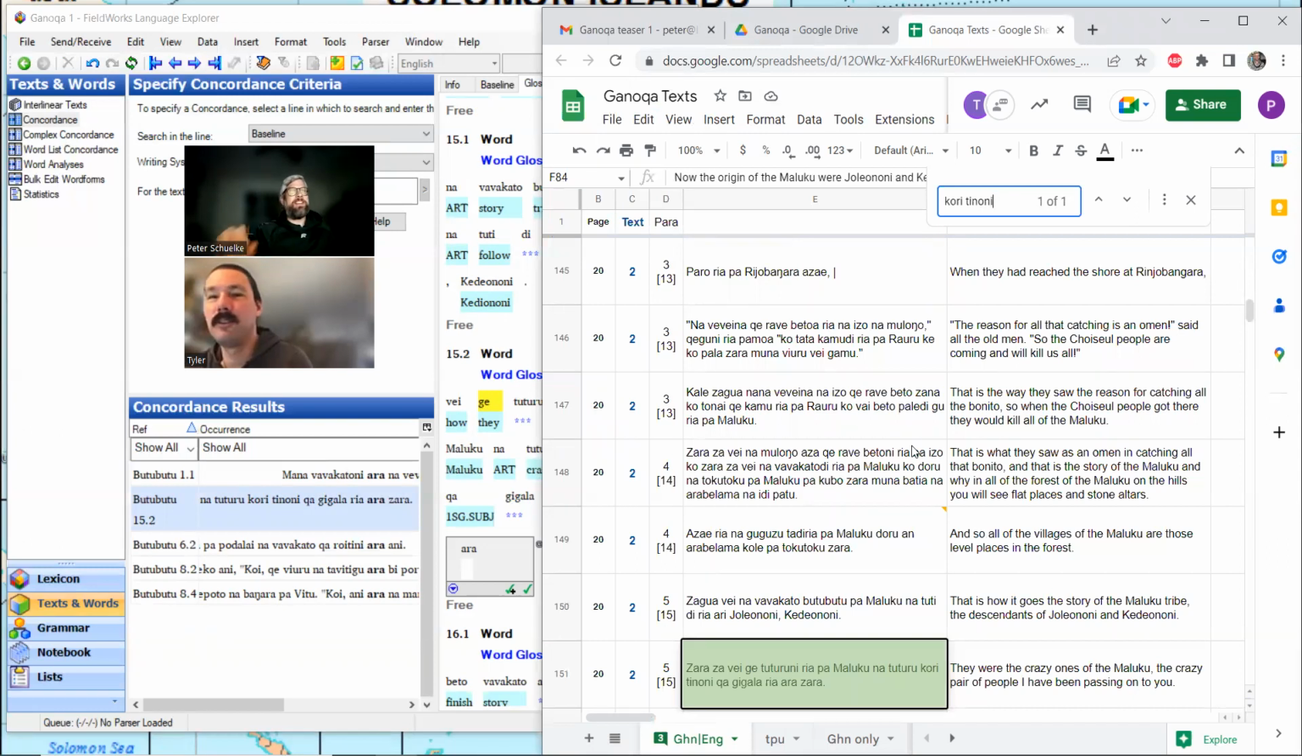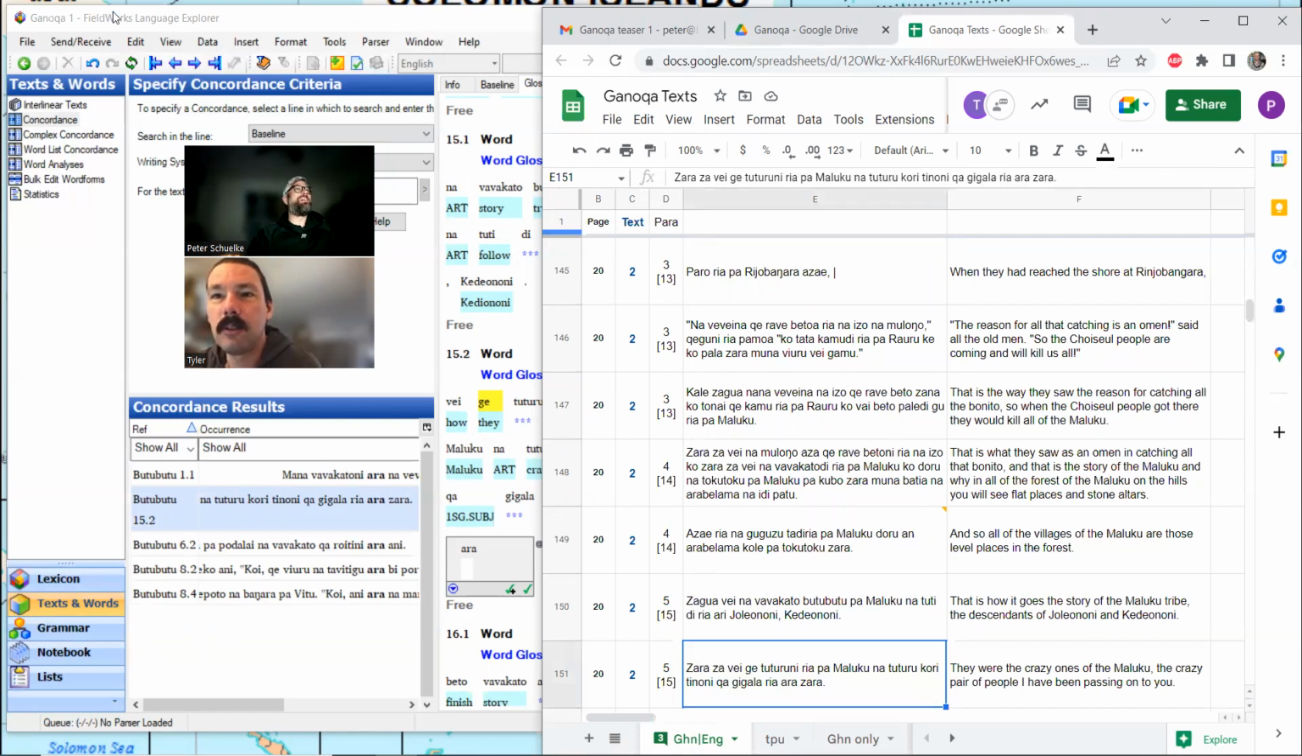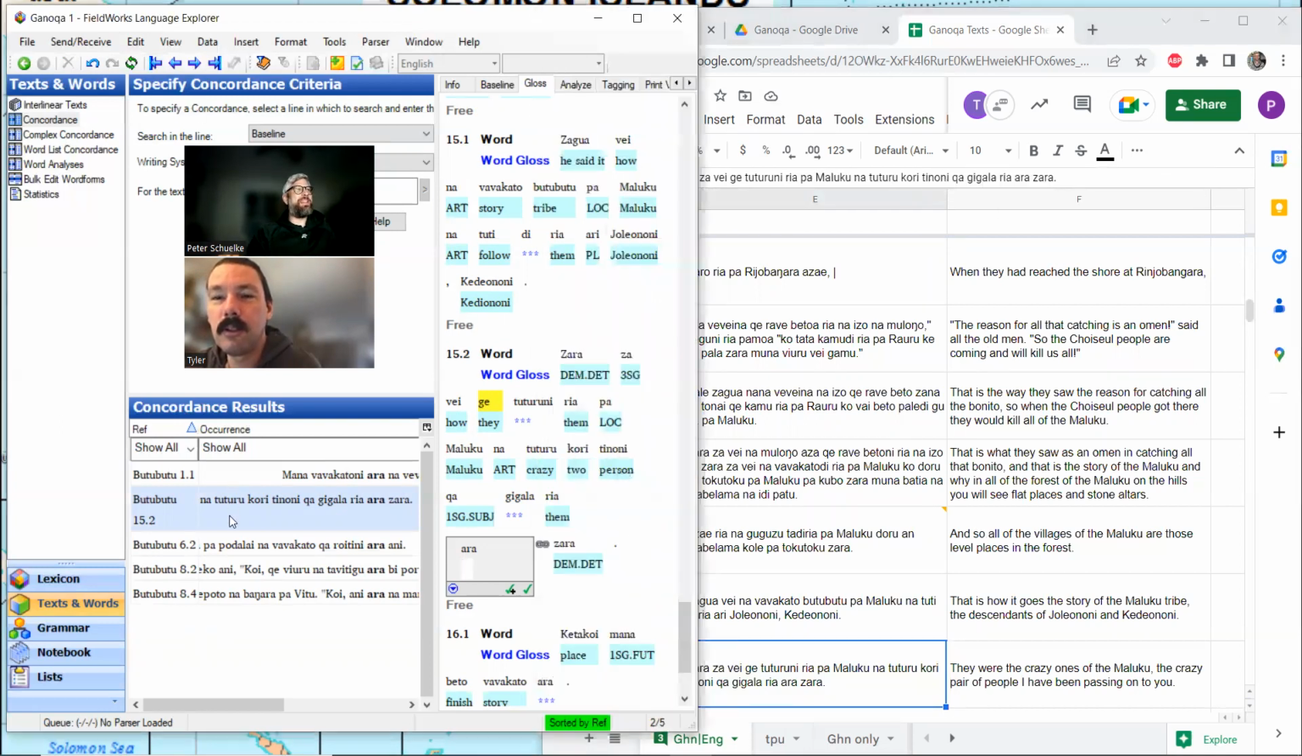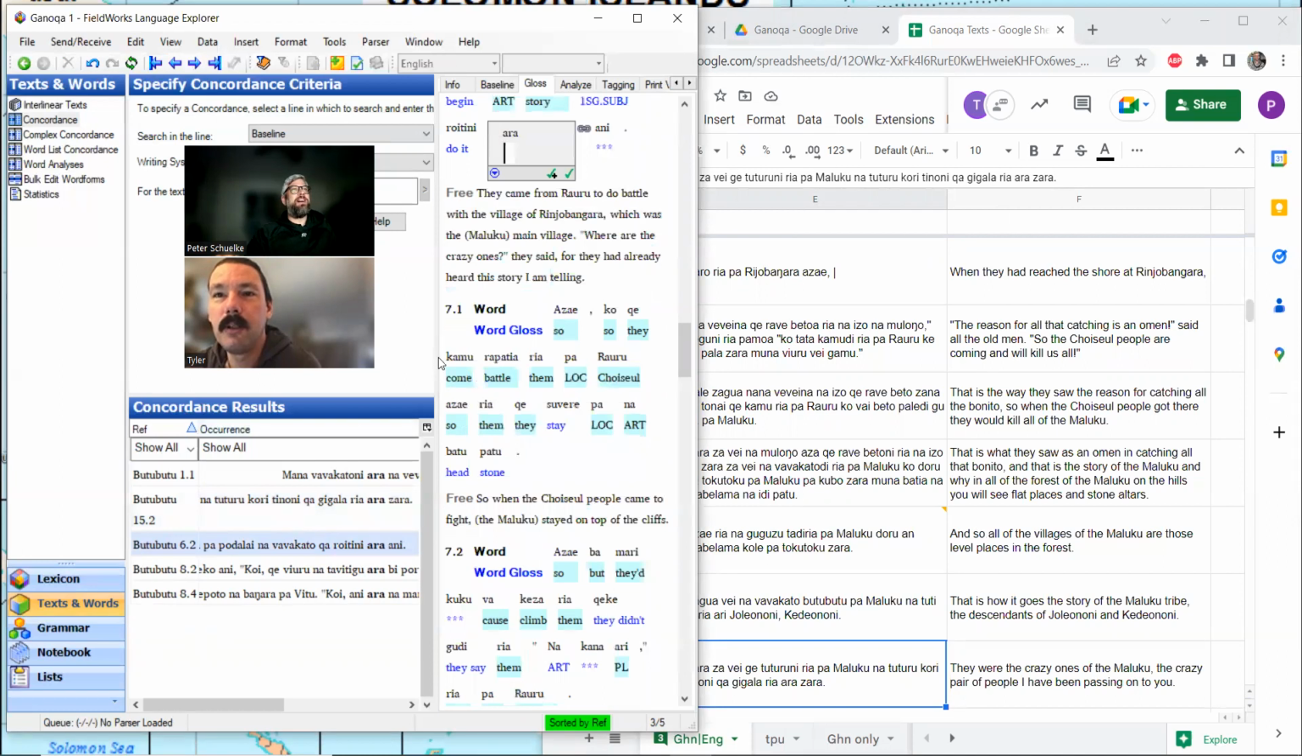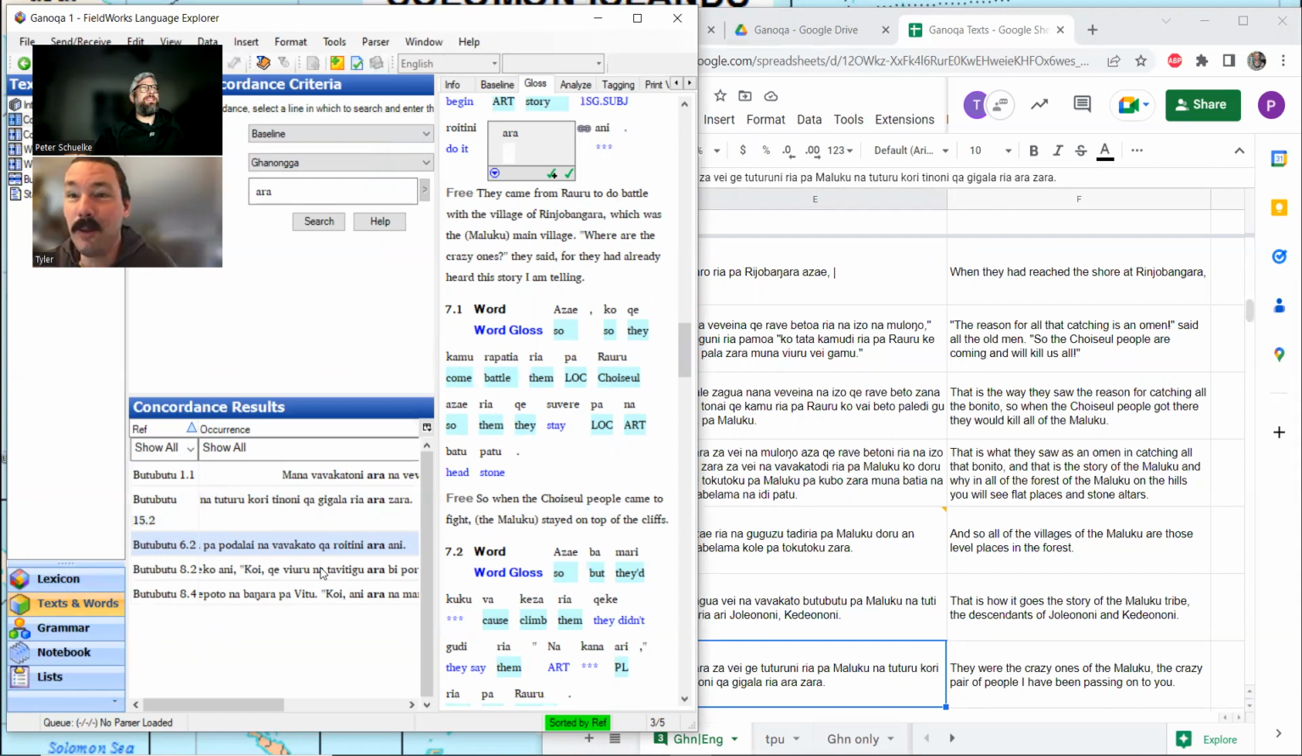What do you know? Let's do the next. Gigalariarara. To me, this is extremely clear. Oh my goodness, I'm feeling so confident in my hypothesis now. All right, the next one we have: they came from Rauru to do battle with the village of Rinjo Bangara, which was the Maluku main village. "Where are the crazy ones," they said, for they had already heard the story I am telling you. Telling whom? It doesn't say "you" in the English there, but it's "I'm telling to you."